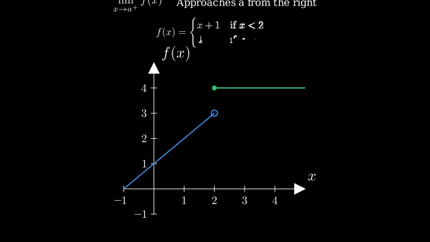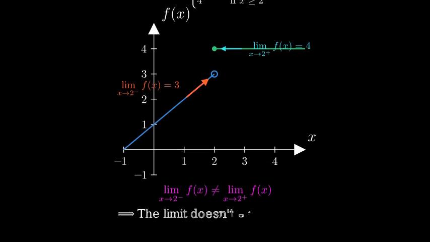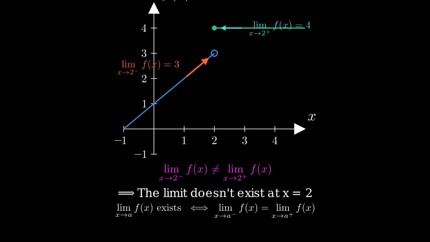Let's visualize this with an example of a piecewise function. Let's analyze the one-sided limits for this piecewise function at x equals 2. As x approaches 2 from the left, f of x approaches 3, because in the left piece, f of x equals x plus 1, so f of 2 would be 3. As x approaches 2 from the right, f of x equals 4, as defined in the second piece. Since the left-hand limit is 3 and the right-hand limit is 4, the limit doesn't exist at x equals 2 because the left and right limits are different. Remember, for a regular two-sided limit to exist, both one-sided limits must exist and be equal.